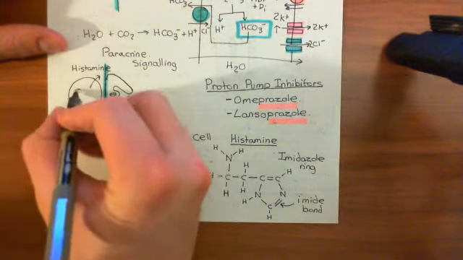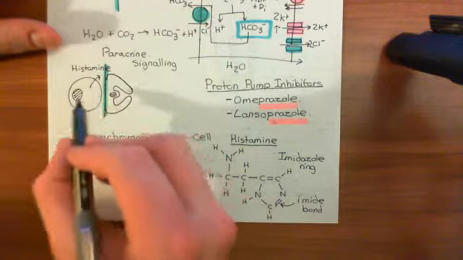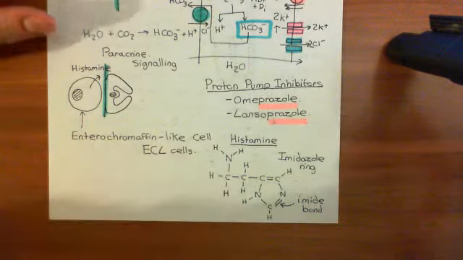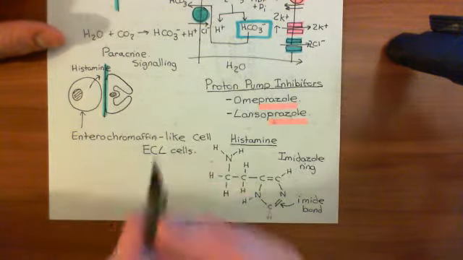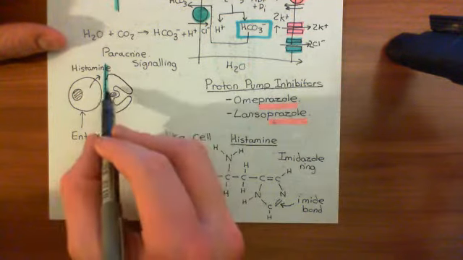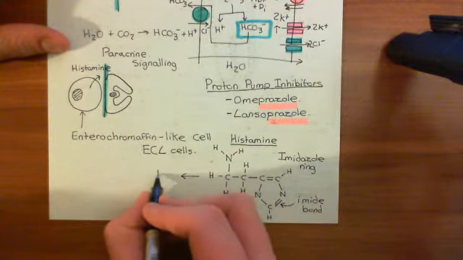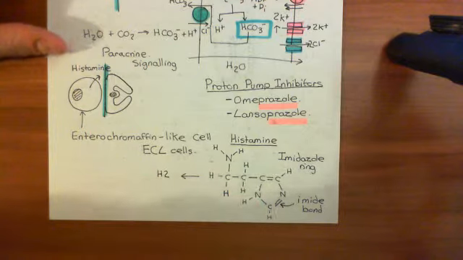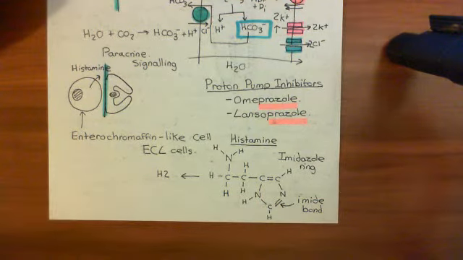So these enterochromaffin-like cells here secrete histamine at a basal level. They're always secreting a little bit of histamine, and this goes over and acts on special receptors on the surface of the parietal cell called H2 receptors, which are a form of G protein coupled receptor, which we'll discuss more in a moment. And this histamine causes the parietal cell to continue to release gastric acid.